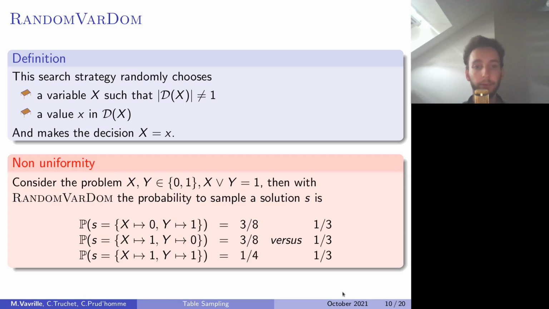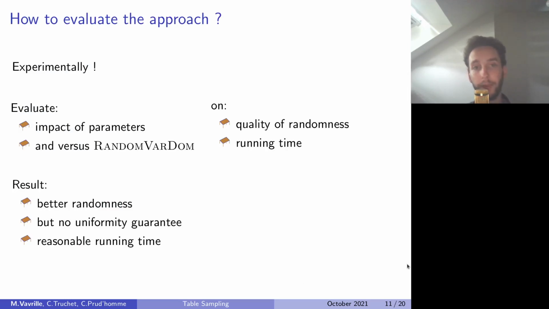And on this example, with 2 variables that are binary and just 1 constraint, the 3 solutions will not have the same probability to be picked. So the 2 solutions where x is different than y will have probability 3/8, and the solution with x equal 1 and y equal 1 will have probability 1/4, versus what we want, which would be to have every probability at 1/3.